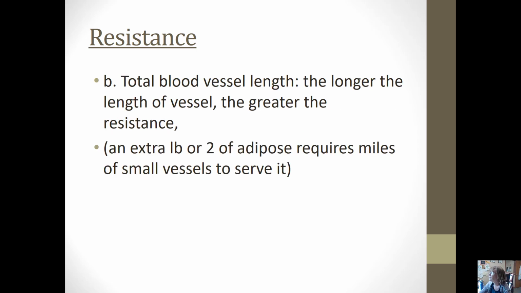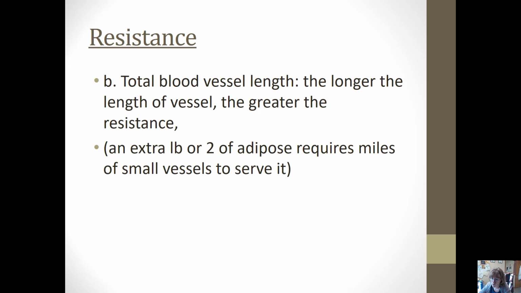The second factor that causes resistance in a vessel is the total blood vessel length. So the longer the vessel length, the greater the resistance. Now in this particular case, we don't mean somebody that has one really long vessel like Shaquille O'Neal, that reaches from his abdominal aorta all the way down to his big toe. No, it can be short vessels as well, but as they branch, that adds to the total blood vessel length, and that will also increase the resistance.